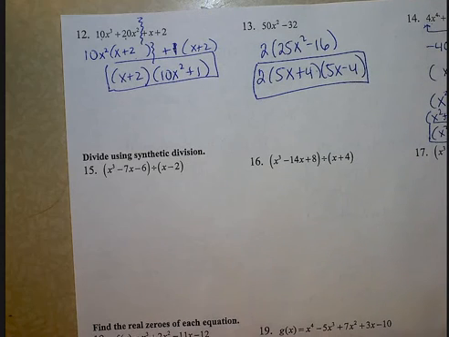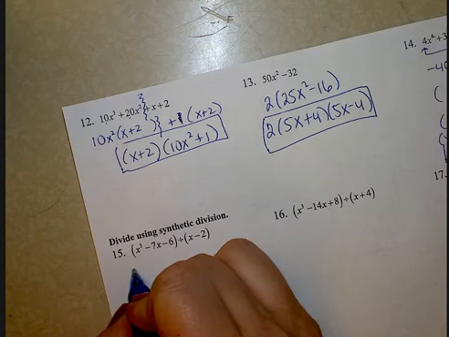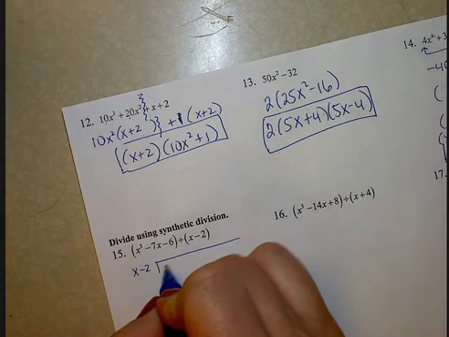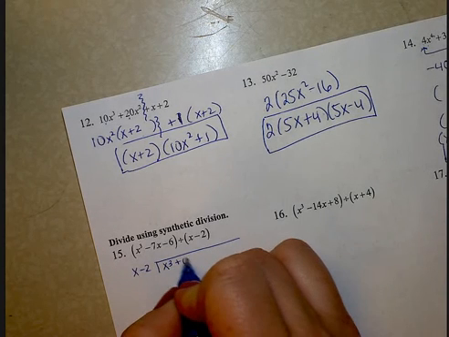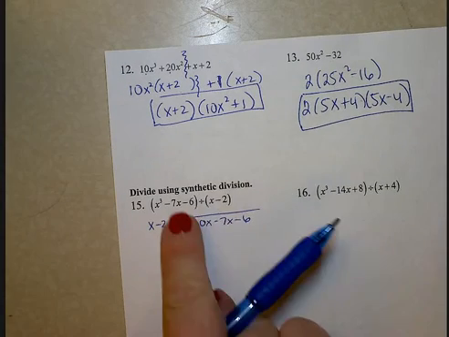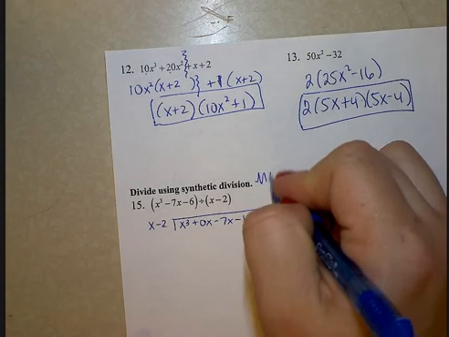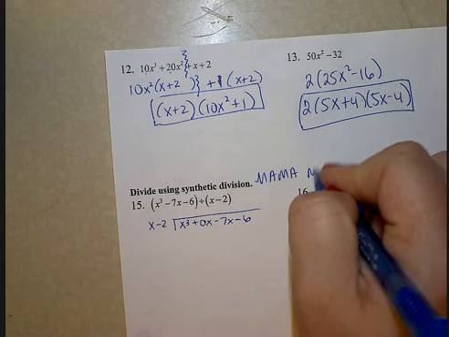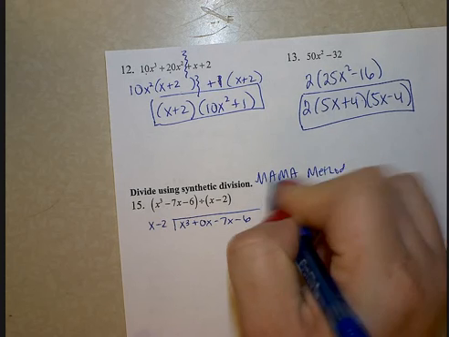Number 15 asks for synthetic division. So there's 2 ways to do this. One was to do the long division. Some of you were pretty good at it and some of you struggled. But with synthetic division, I also introduced you to the MAMA method, which stood for multiply, add, multiply, add.